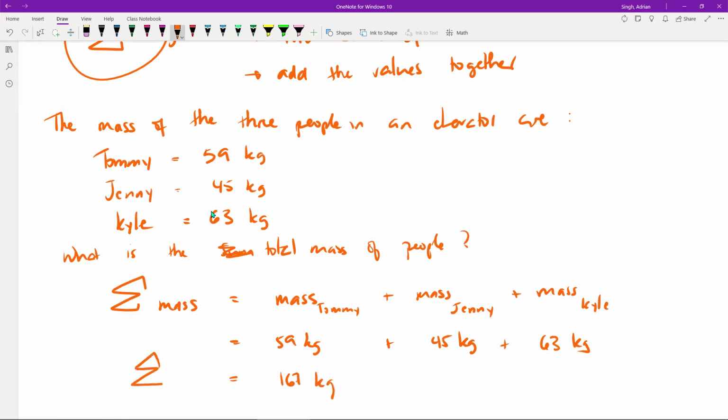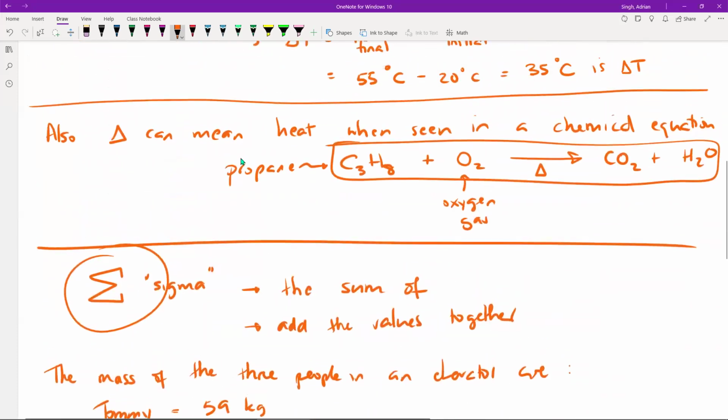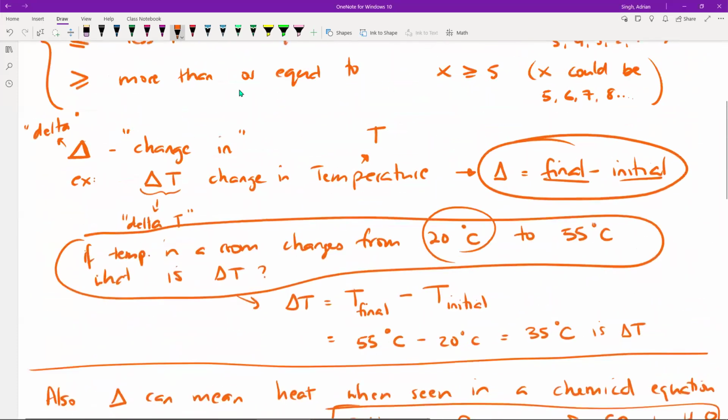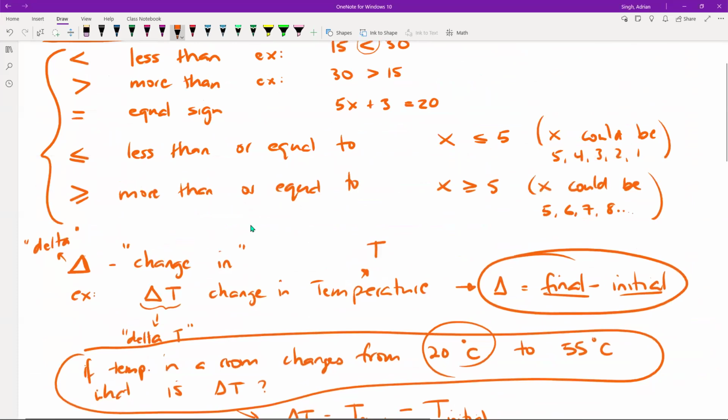So that's the sum. Let me rewrite that. The sum of the mass of all the people in the elevator would be 167 kilograms. Okay, so these symbols, sum or sigma, delta, change in something, and then all of these mathematical symbols up here, we're going to see these a lot when we get to chemistry and physics, but also require specific calculations down the road.